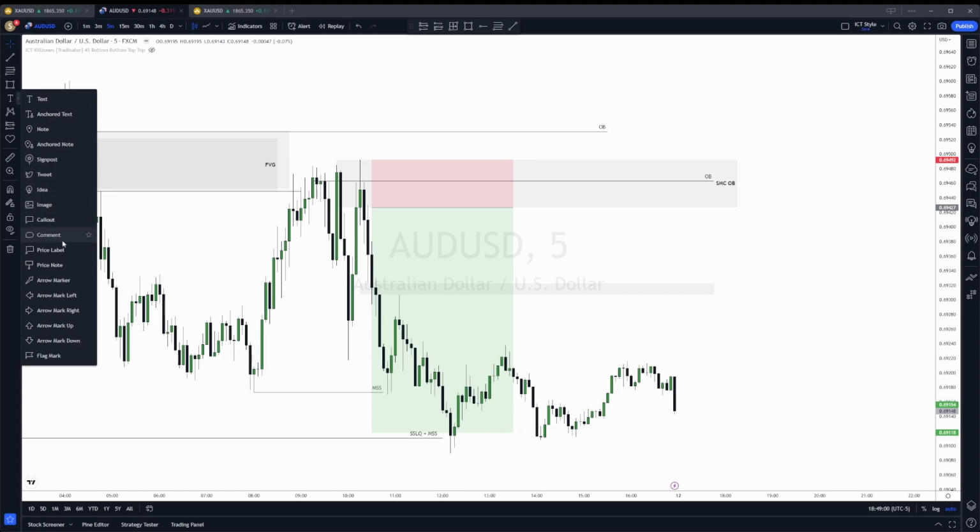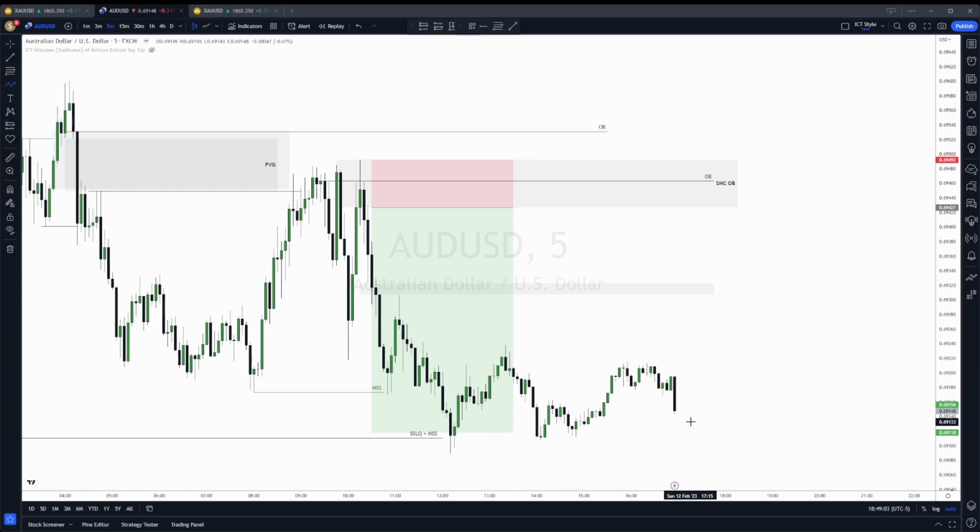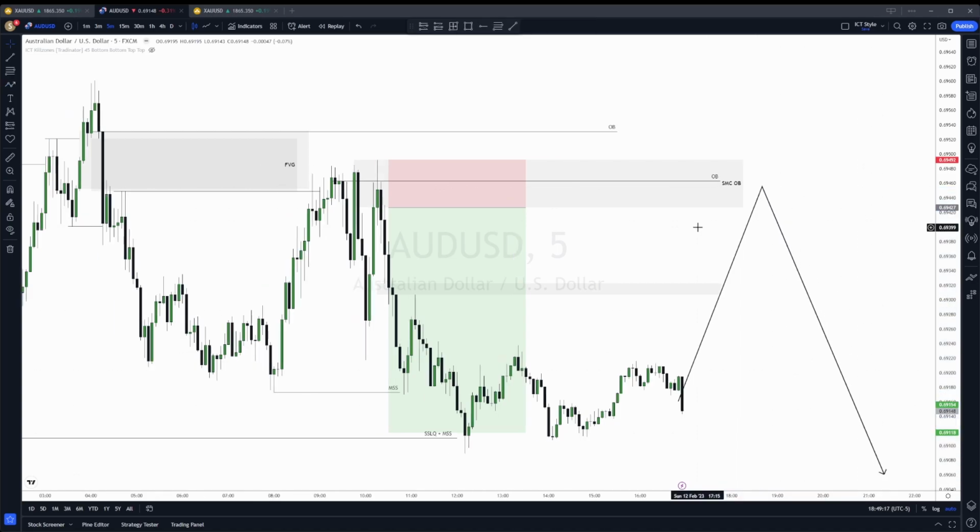If we were to be bearish and price action would be with us, we could expect a move that looks something like this. We tap into that order block and then move down. So that's the logic behind an SMC order block. I use it in the same context as I would use an ICT order block, but I just use it to refine my entries, manage my positions, and so much more.